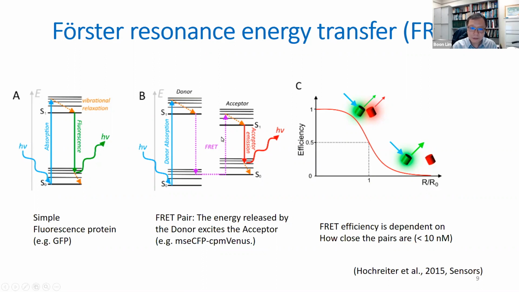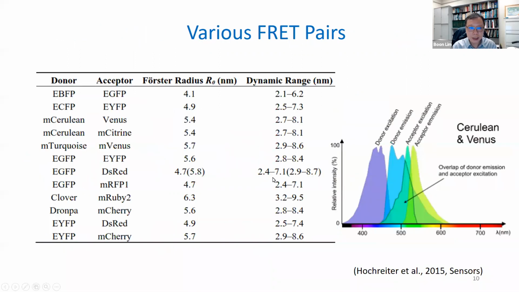This FRET efficiency is dependent on the distance between the donor and the acceptor. When they are close, the efficiency is high, but if they are far apart, the efficiency will be low. Nowadays, there are many different donor and acceptor pairs, and they can be used for measuring distance within a dynamic range of 10 nanometers.